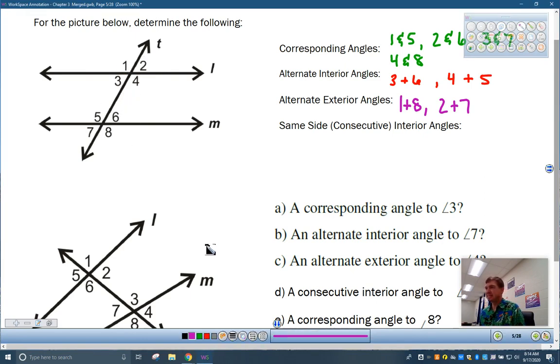Same side consecutive or consecutive interior angles. Same side: 3 and 5. They're on the same side of the transversal. And 4 and 6.